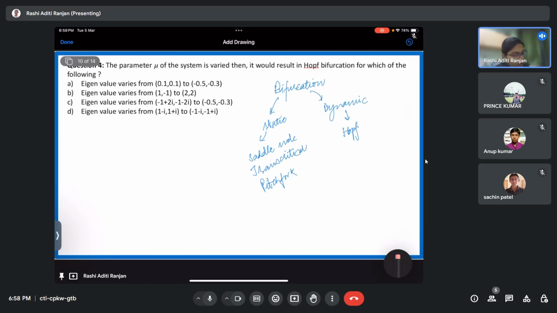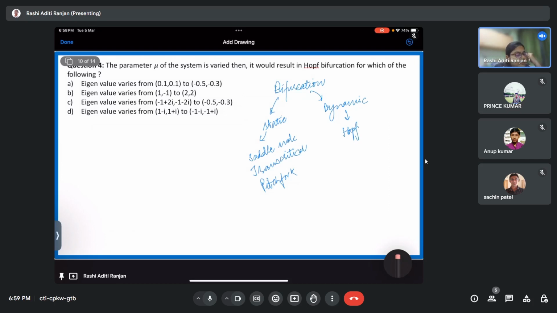Coming to the third option, the eigenvalues vary from minus 1 plus 2i and minus 1 minus 2i to minus 0.5 and minus 0.01. What is happening here? The system was initially oscillating and then it went to a stable fixed point. Now coming to the fourth case, the eigenvalues vary from 1 minus i and 1 plus i to minus 1 minus i and minus 1 plus i. So what is going to happen in this case?